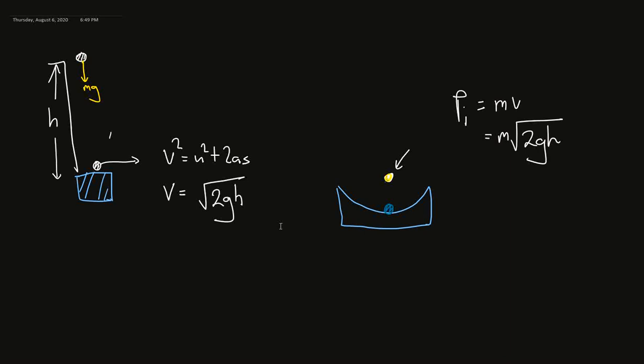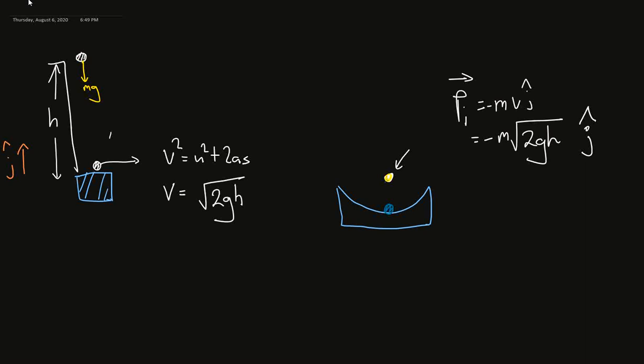Well, you could choose a unit vector along the positive y-axis, vertically upwards, let's say, in which case, because the velocity was downwards directed, we would have P initial is minus mv j hat, and that would be minus m root 2gh j hat. And what's the final momentum?